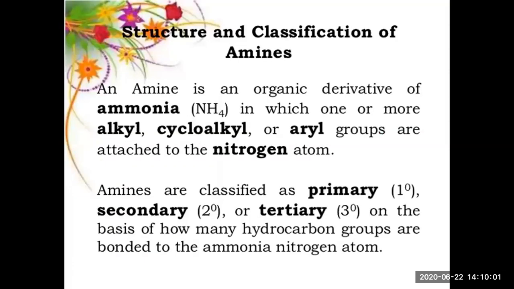Next, structure and classification. An amine is an organic derivative of ammonia in which one or more alkyl, cycloalkyl, or aryl groups are attached to the nitrogen atom. Amines are classified as primary, secondary, or tertiary on the basis of how many hydrocarbon groups are bonded to the ammonia nitrogen atom. Basically, their structure is just like NH3.